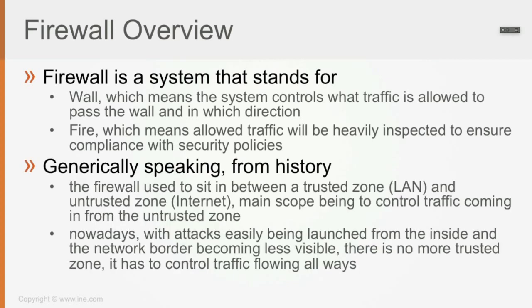Now, generically speaking, from history, the firewall used to sit between a trusted zone, the LAN side where you have your users, printers, IP cameras, and everything else, and an untrusted zone, which was the internet. The main scope was to control traffic coming in from the untrusted zone. Traditionally you would allow all traffic to flow from the LAN towards the internet, from trusted to untrusted, and control only who can come into your trusted network from the internet.